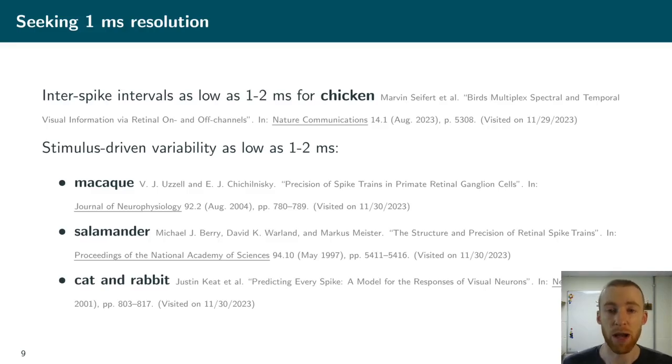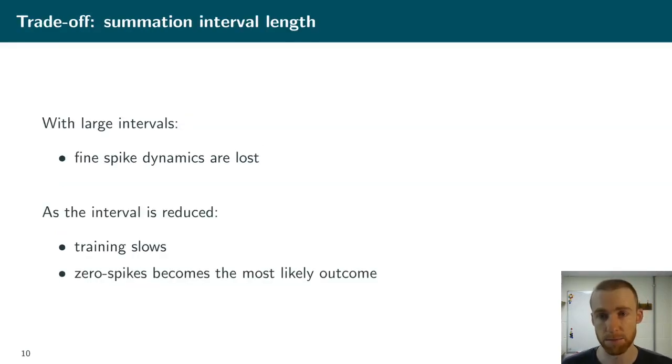Now, there is a trade-off associated with selecting interval length. With long intervals, we lose the ability to precisely locate spikes. And on the other hand, as the interval is shortened, training slows as the dataset gets diced into smaller pieces.